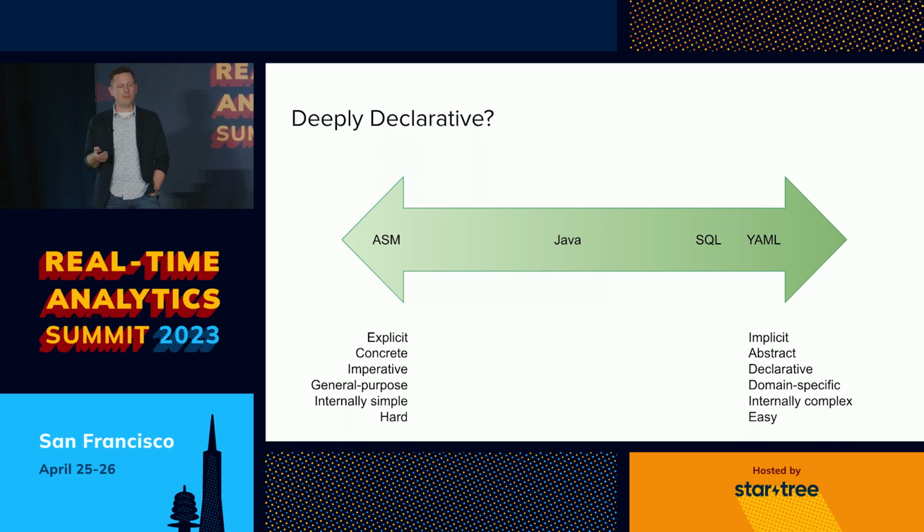So if we're trying to make data pipelines as easy as possible, my thesis is: let's try to push them further and further towards the declarative side of the story and see what happens. That's the gist of the talk.